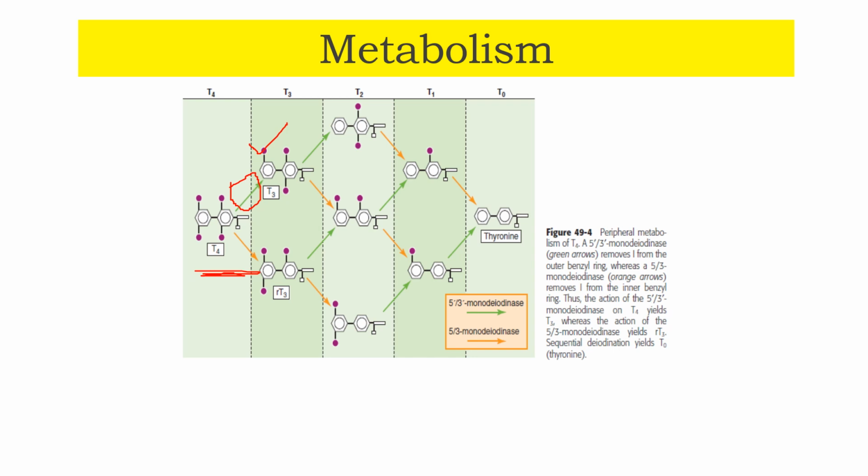So this deiodinase, the 5' monodeiodinase, will form the T3. Whereas another type of deiodinase is also present, the 5 monodeiodinase, that will remove the iodine from the inner benzyl ring, and it will produce the reverse T3. So if it is the 5' deiodinase, there will be production of T3. If it is the 5 deiodinase, there will be formation of reverse T3.